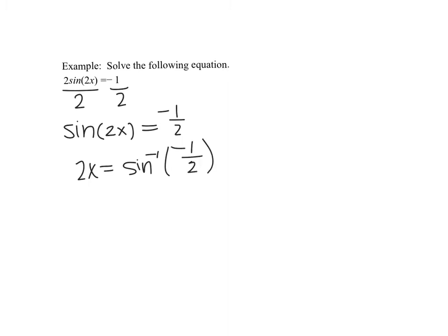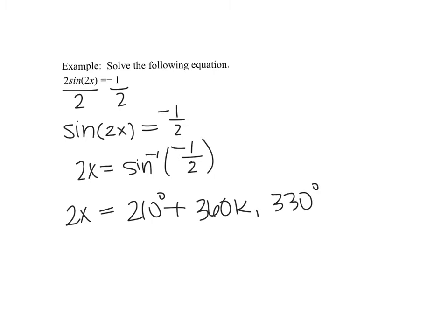Our first part of the solution is to find the angles on the unit circle where sine is -1/2. That would be 210 degrees plus 360K, and then 330 degrees plus 360K. Notice in this example, we didn't specify that we're on the interval 0 to 2 pi, so we do have to account for all of our coterminal angles. This is the solution for 2x.